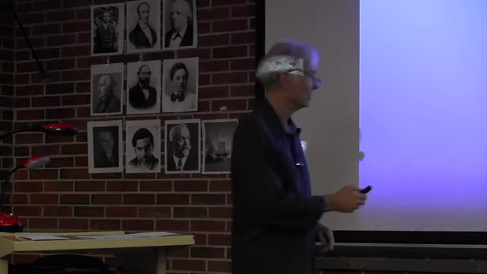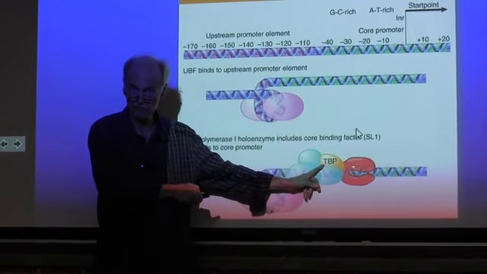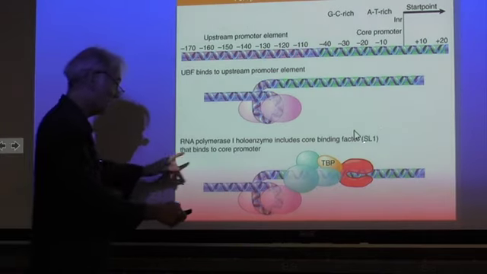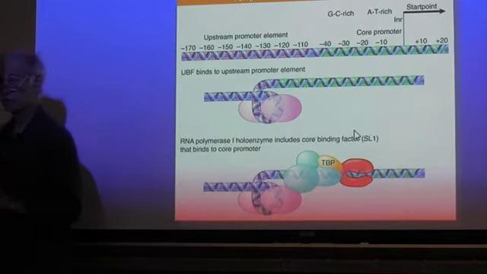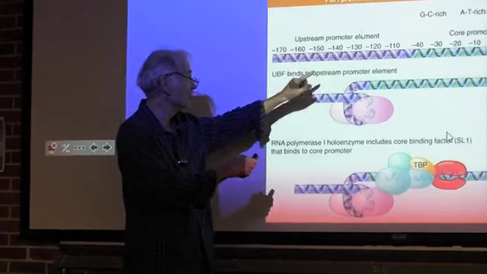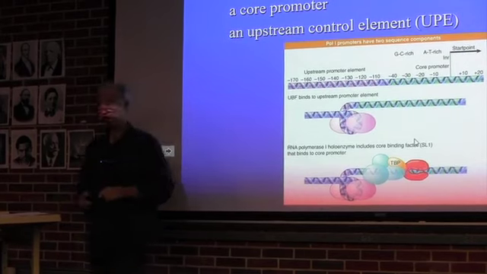And notice our friend, TATA binding protein, is a part of the commitment factor for Pol 1, although there's no TATA sequence at all for it to recognize. SL1 has several subunits, one of which is TBP. It also has a more distal element, the upstream promoter element, and the protein or complex that binds there is called the UBF.